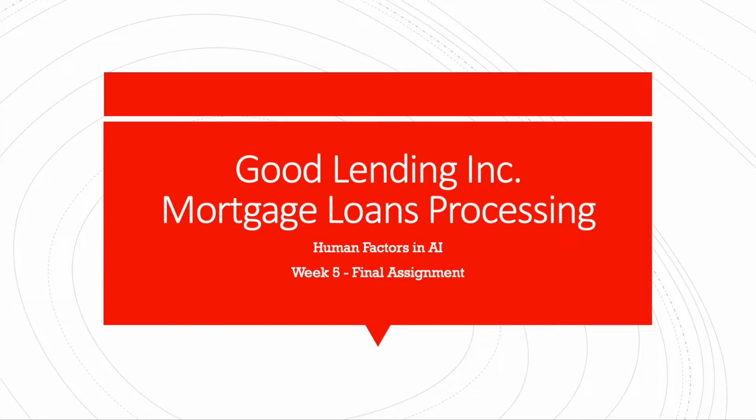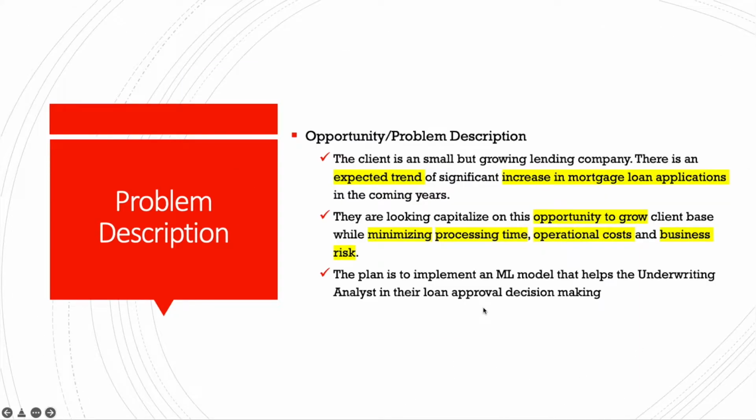Today we will be discussing a problem that Good Lending Inc. is having. Based on their analysis, they are expecting a significant increase in mortgage loan applications in the coming year. So they're looking to capitalize on this opportunity, but also they want to keep their operational costs low, their business risk low, and also minimize the processing time.